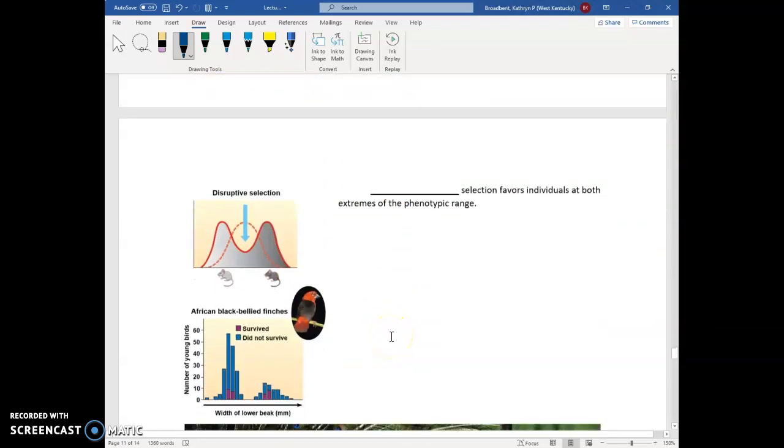We can also have disruptive selection. And here we're looking at African black-bellied finches.